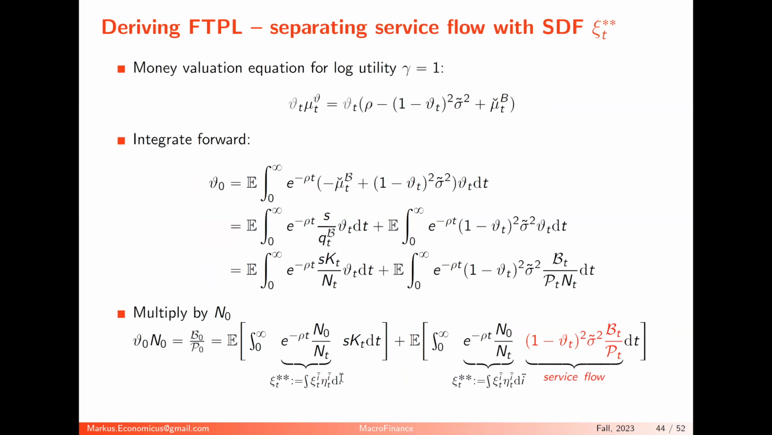If I don't add the G and subtract the G, I just use this money valuation equation directly and integrate it forward. Then I exactly get the term I always wanted: the value of the government bonds is the discounted sum. This is my discount factor, C double star. The whole primary surplus is discounted by this C double star. And this term here is my service flow.